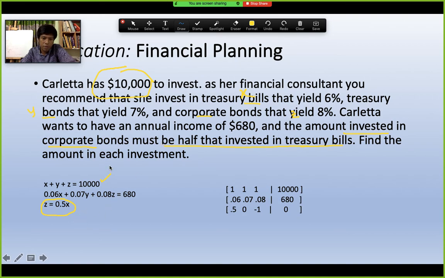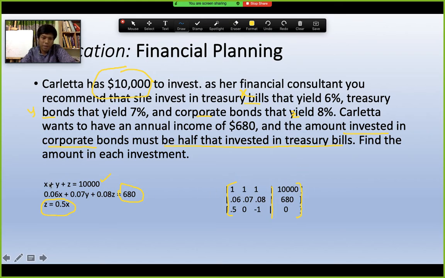And she wants the profit: 6% from X, which is our treasury bill, 7% and 8%. Total profit she wants to make is $680. She wants that profit for some reason. Okay, so we develop the equations, and this is the last one based on this condition. First we develop this equation, then from this equation we write it in row echelon form. This will be like this, and this will be like this, in the augmented form.